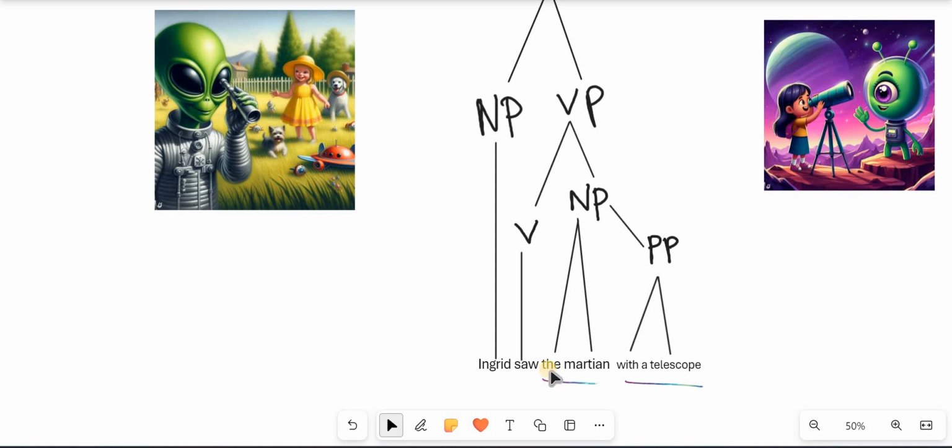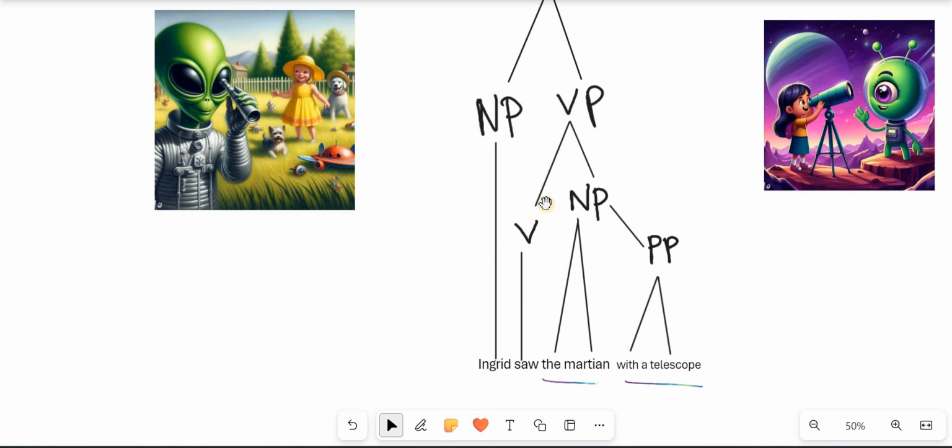So how do we represent it? Ingrid is the noun phrase, saw is the verb, then the Martian is again a noun phrase. Now with the telescope is a prepositional phrase, and that prepositional phrase is attached to the noun phrase the Martian. That is what we have represented here. Now this verb and the noun phrase which carries the prepositional phrase together constitute the verb phrase.